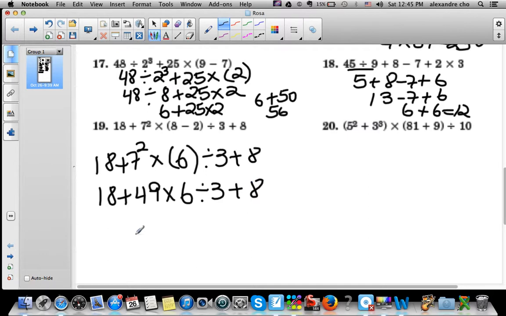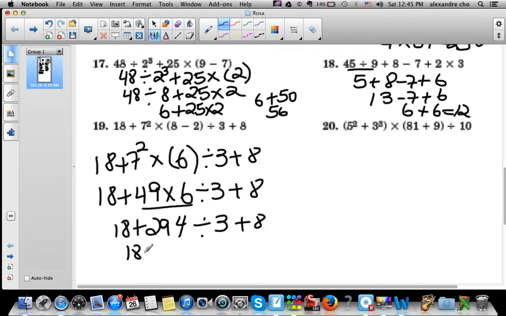So now we have parentheses are gone, exponents are gone. We have to do multiplication or division. So what comes first? This guy. 49 times 6, so it's 18 plus 49 times 6, that's 4, 6 times 9 is 54, goes 5, 24, 294 divided by 3 plus 8. We're going to now do the division.